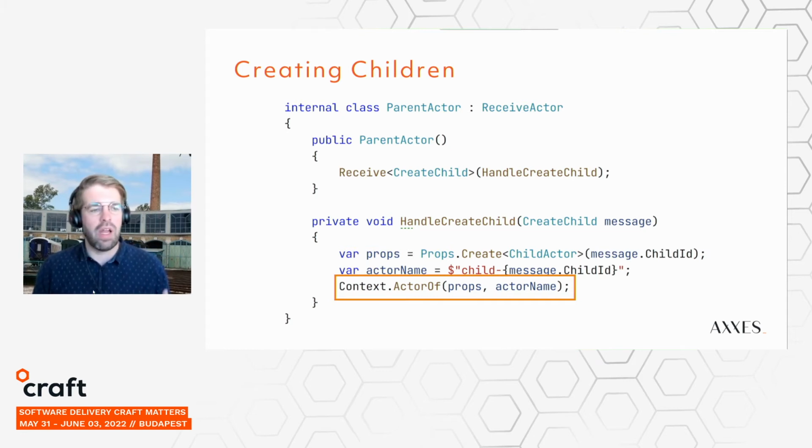And you have to remember that names have to be unique in the hierarchy. Well, not the names, the addresses have to be unique. So if you're creating a bunch of child actors with the same type, you're going to have to make sure, just like I did in this slide, to put an ID in their name.